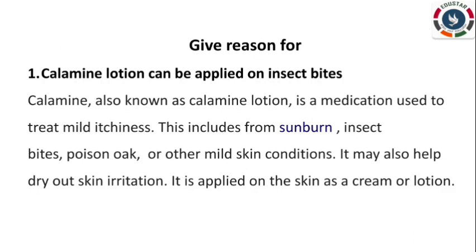The next one, give reason: why can calamine lotion be applied on an insect bite? Calamine, also known as calamine lotion, is a medication used to treat mild itchiness. This includes itchiness from sunburn, insect bites, poison oak, or other mild skin conditions. It may also help dry out skin irritation. It is applied on the skin as a cream or lotion.